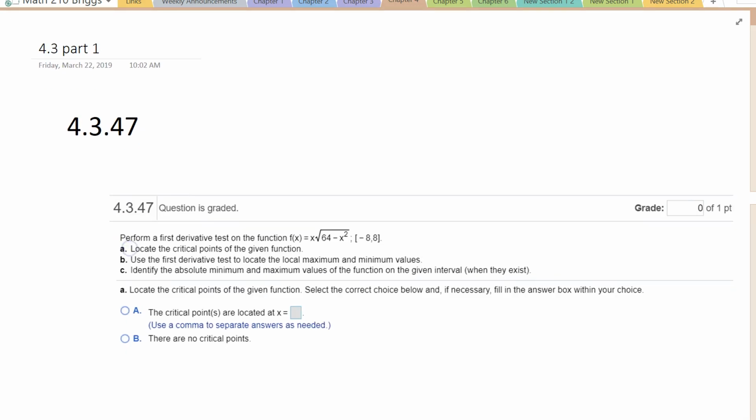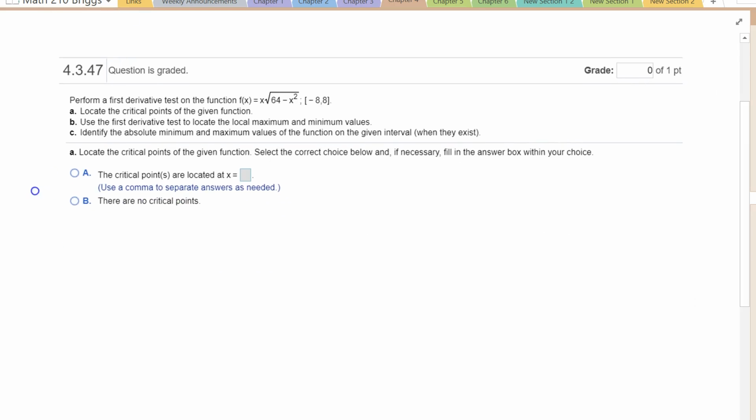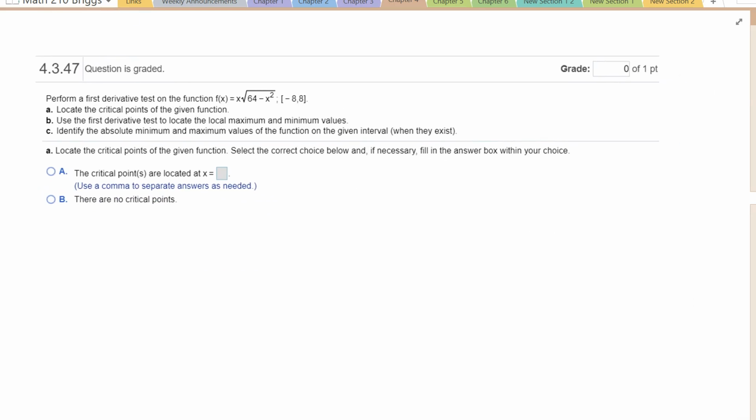In this video, we're going to look at a couple problems on 4.3 Part 1 homework. This first problem is asking us to use the first derivative test to locate critical points, and then from there classify those critical points as being local maximums or minimums, and then identify the absolute maximum or minimum.